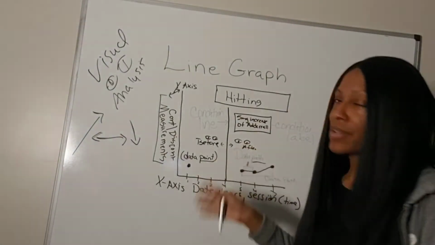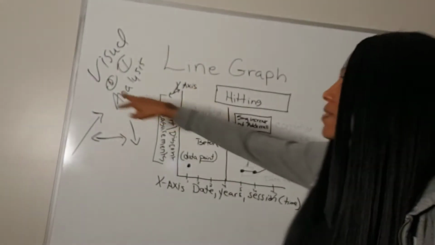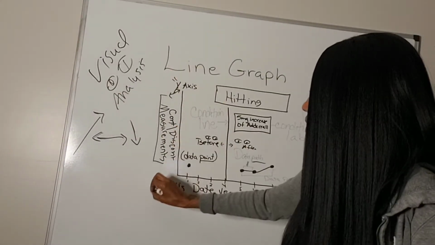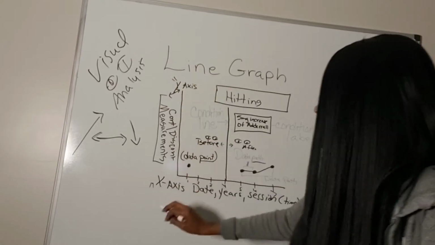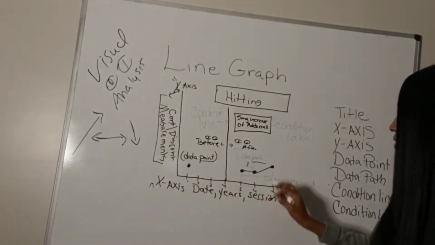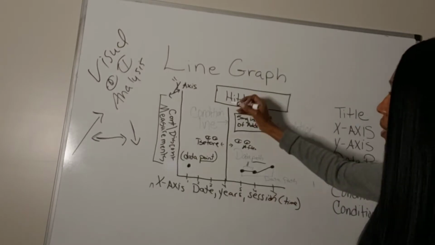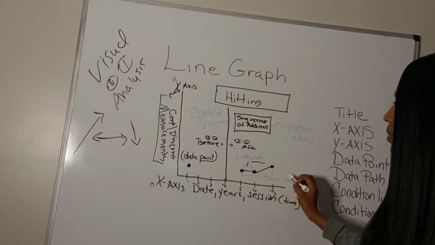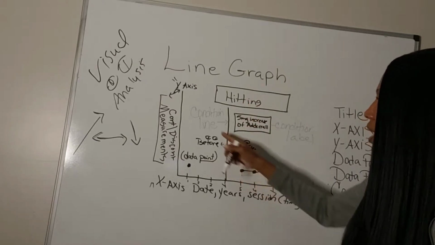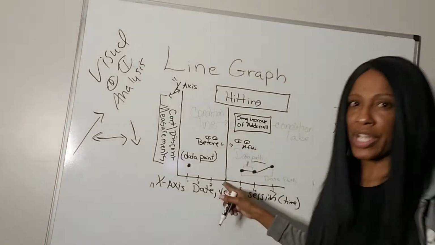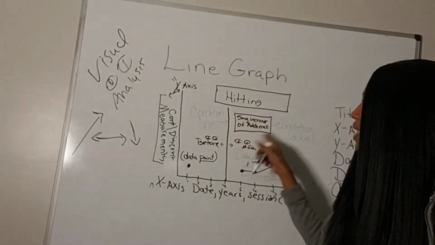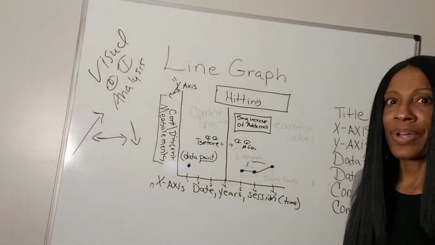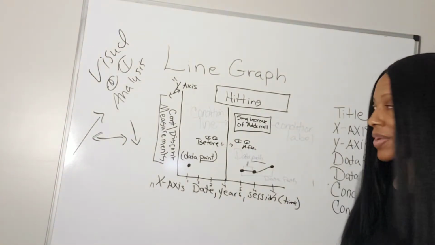But for right now, the only things that we needed to know are that the line graph allows for visual analysis, that we have a y-axis and an x-axis. The y-axis has our measurements, and the x-axis has our date, years, and sessions. We need to know that one point equals a data point, and more than one point equals a path. We have a condition line that will come anytime there's a change in the treatment, and there's a box, a condition label, to tell us what that change was, and you have a title of what your graph is. Okay?